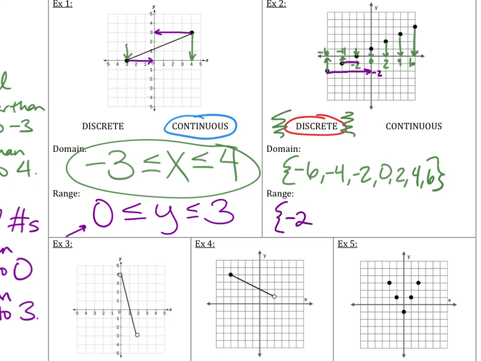What's the next one? -1. And then 0. And then 1. And then 2. And then 3. It's just a list of all of the y values for those coordinates. The domain for discrete data is a list of the x values, and the range is a list of the y values.